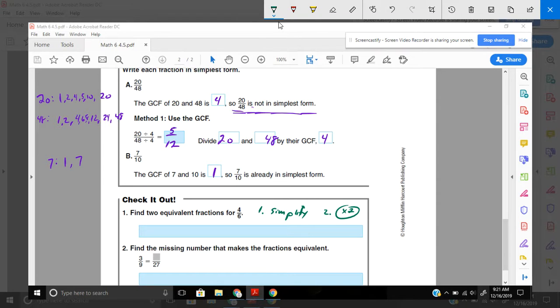Okay, so 4/6, we could simplify that by dividing the top and the bottom by 2. So 4 divided by 2 would be 2, and 6 divided by 2 would be 3. So 2/3 would be 1. I could also multiply both by 2. So 4 times 2 would give me 8, and 6 times 2 would give me 12. These are probably the easiest two.